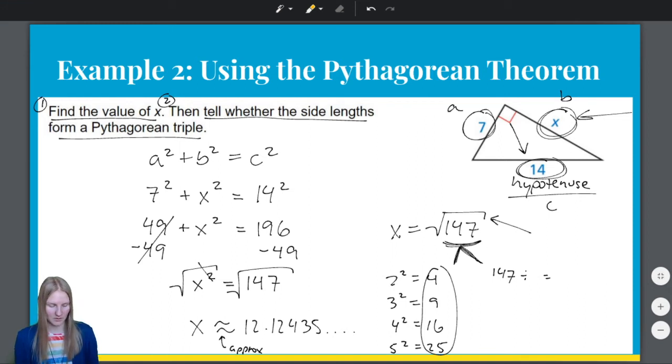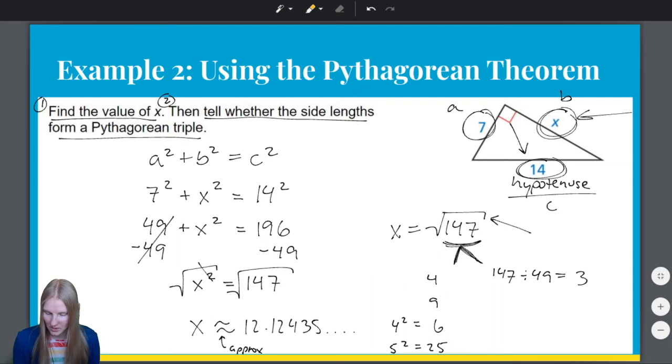What about if I take 147 divided by 9? Ooh, I get another decimal. I get 16.3333 repeating. That's not going to work either. 147 divided by 16. Still a decimal. 147 divided by 25. Still a decimal. 147 divided by 36. Ooh, still a decimal. 147 divided by 7 squared is 49. Hey! 147 divided by 49 is 3. This is good. This is good.